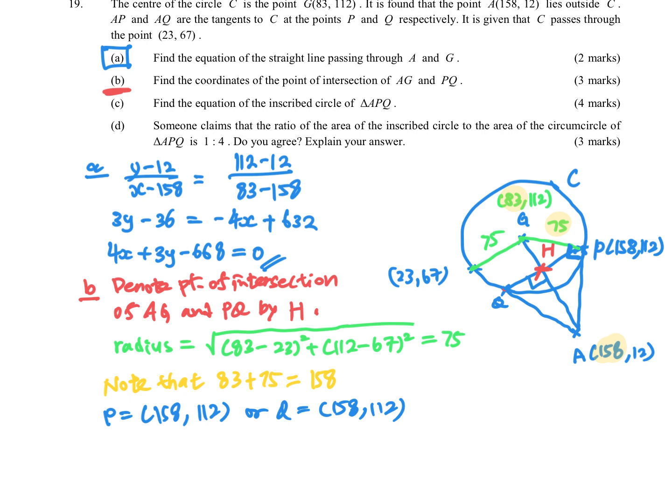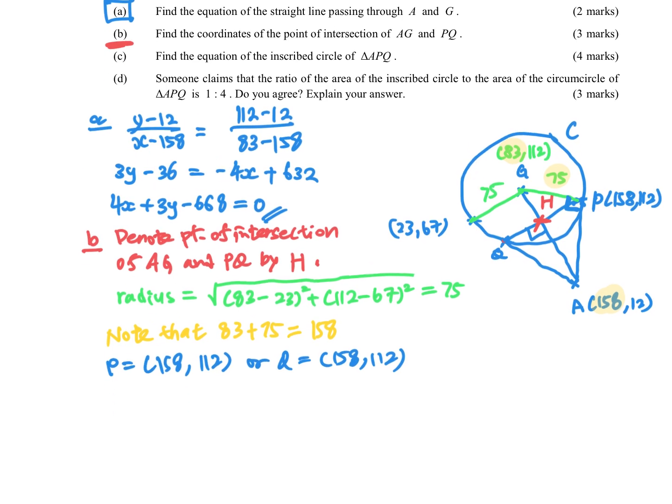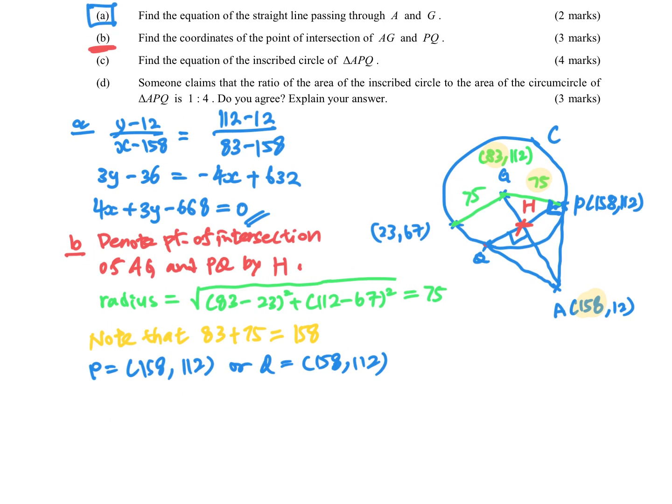In the line segment PQ, and then we have the slope as well, because from the above, the slope of AG is -4/3. That's why the equation of PQ, so that would be y minus 82. I mean 112. Poor handwriting.